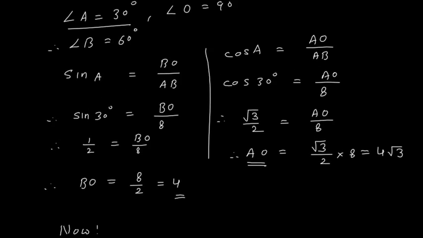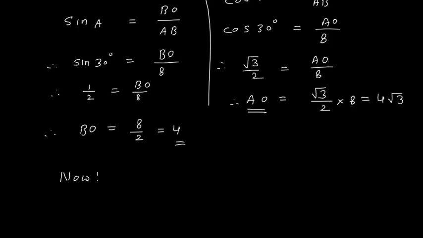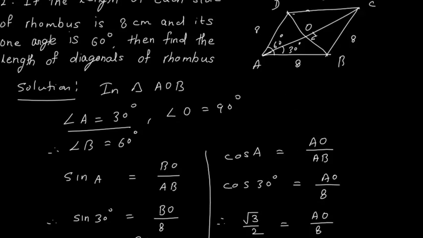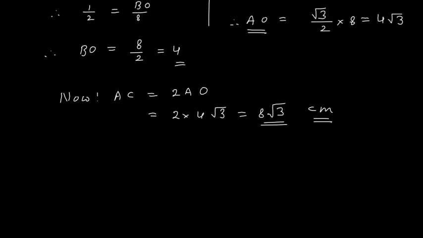Now diagonals are perpendicular bisectors, that is AC is equal to 2 times AO. So AC is equal to 2 times 4 root 3 which is 8 root 3. So the value of AC is 8 root 3. What is the unit? Centimeter. So I will say 8 root 3 centimeter. This is the value of AC. And this is BO. So second diagonal BD is 2 times BO.